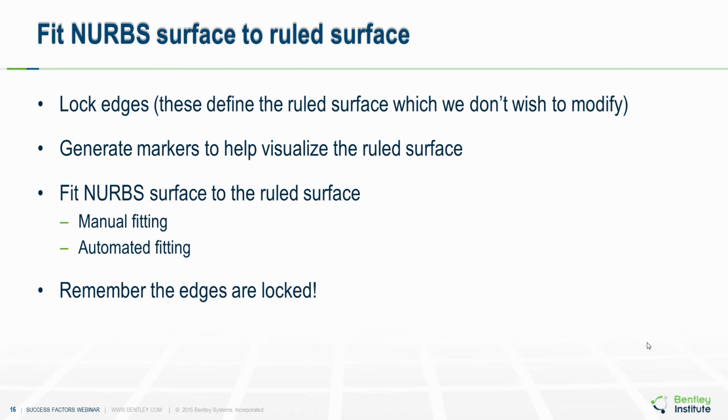So once we've generated our ruled surface between the 2 edges, we then want to fit a NURBS surface to that ruled surface. So the first thing to do is to lock the edges, because remember that these edges are what define the ruled surface and we don't want to modify that. We can then generate markers to help visualize the ruled surface, and then the last stage is to fit the NURBS surface to those markers which define the ruled surface, and this can be done manually or using some of the automated fitting tools within MAXSURF Modeler. And just to remember, we cannot change the edges because they define the ruled surface.